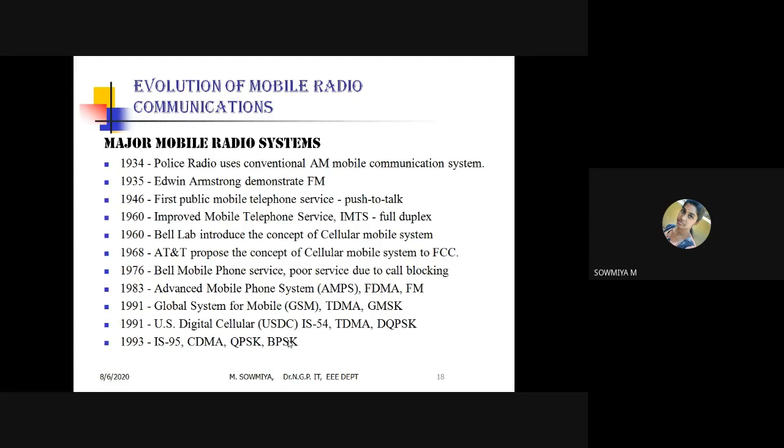In 1983, advanced mobile phone system, AMPS, FDMA, FM. In 1991, global system for mobile, GSM, TDMA, GMSK. In 1991, US digital cellular, USDC, IS-54, TDMA, DQPSK. And in 1993, IS-95, CDMA, QPSK, and finally, BPSK.